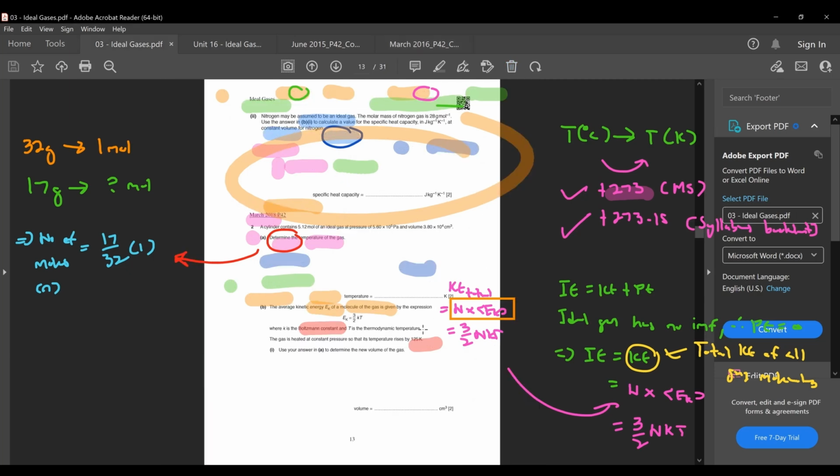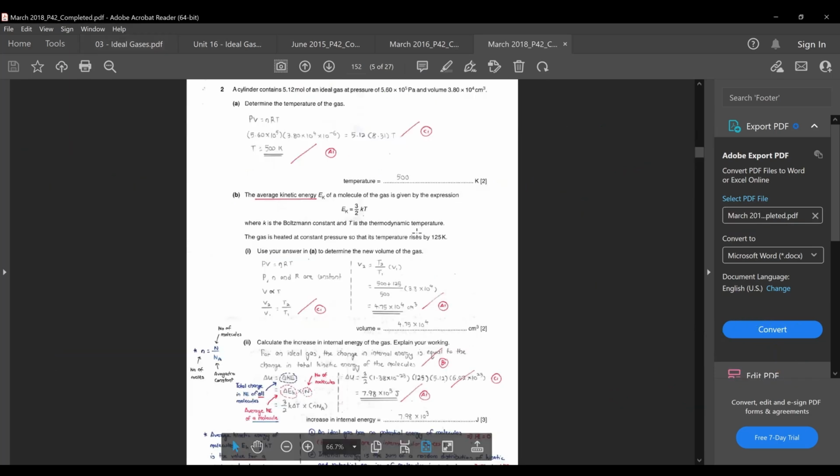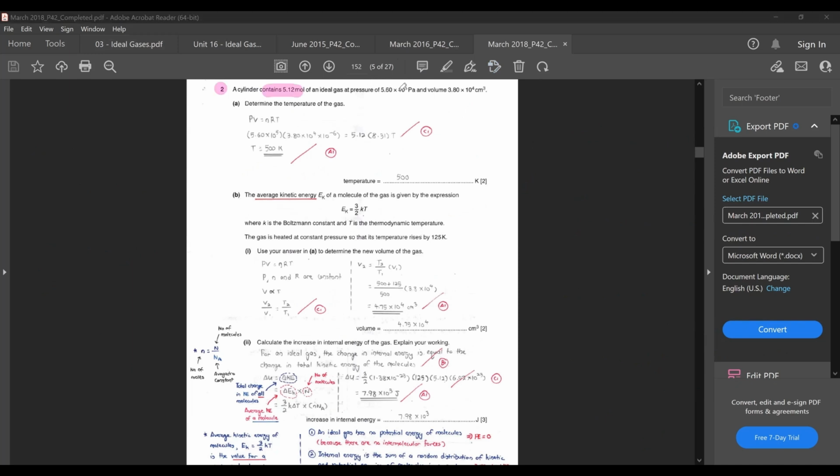We can probably have a look at page 13, half of page 13. Now you have a cylinder that contains 5.12 moles of an ideal gas at pressure 5 times 10 power 5 pascal and volume of 3.8 times 10 power 4 centimeter cube. Determine the temperature of the gas.